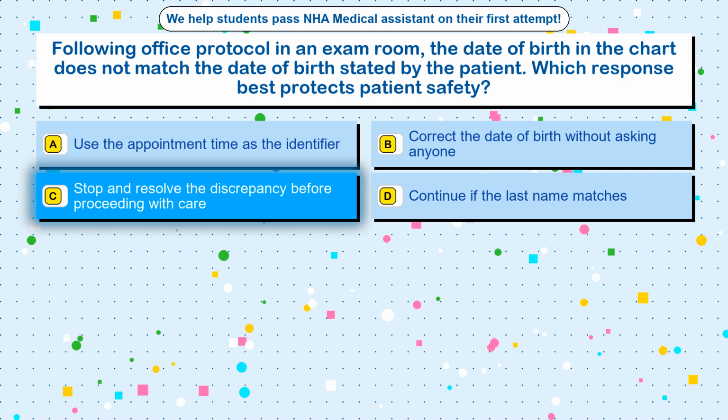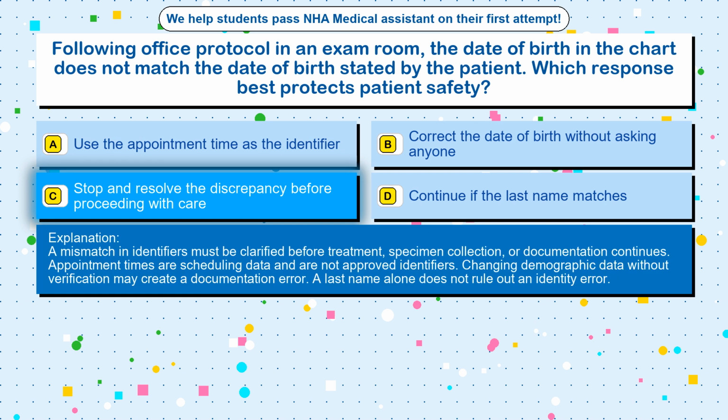The correct answer is option C. Stop and resolve the discrepancy before proceeding with care. A mismatch in identifiers must be clarified before treatment, specimen collection, or documentation continues. Appointment times are scheduling data and are not approved identifiers. Changing demographic data without verification may create a documentation error. A last name alone does not rule out an identity error.